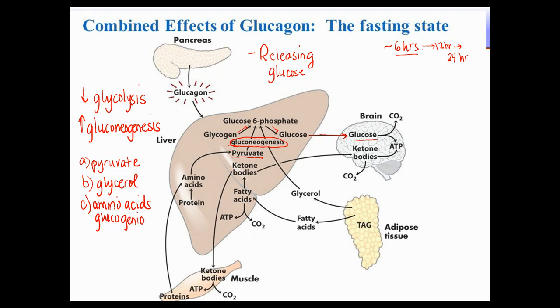Okay, so pyruvate, instead of going through glycolysis, can form glucose through gluconeogenesis. See this glycerol? Now, what's that coming from? That's because, remember, our triacylglycerols are made up of 3 fatty acids and glycerol.